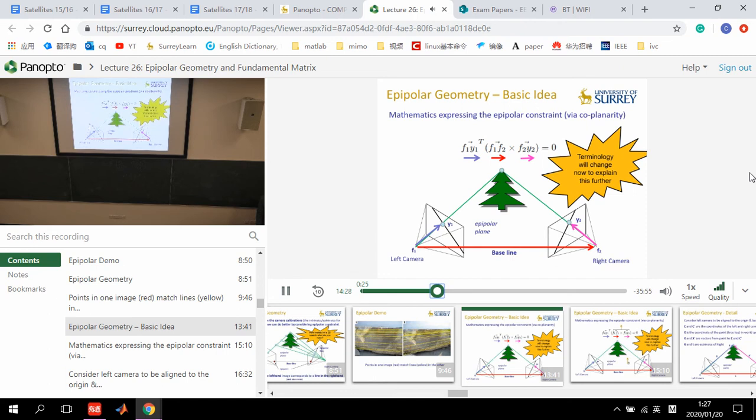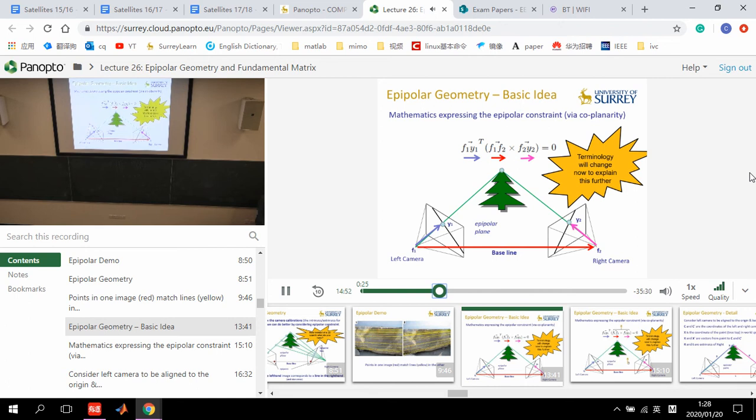And this purple ray points along the ray of light from F2 to the point. So this is the ray of light from the second camera. This blue one, I think that's blue, I can't tell the difference between blue and purple, so I'm going to call that blue, is pointing from F1 to Y1. That's the left-hand ray. And the epipolar constraint is expressed by this equation.